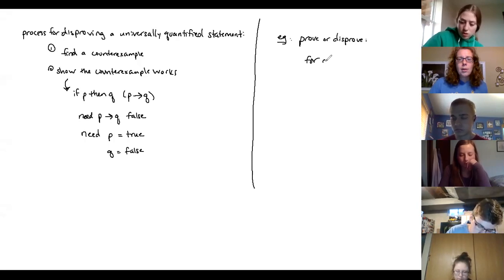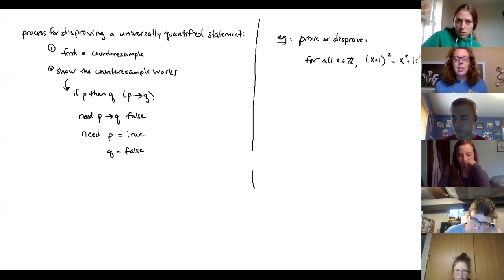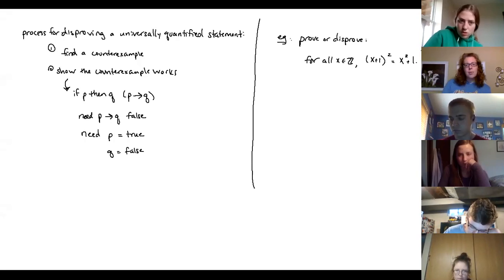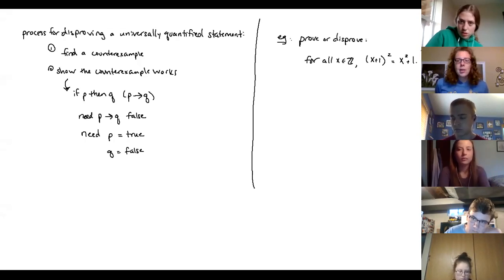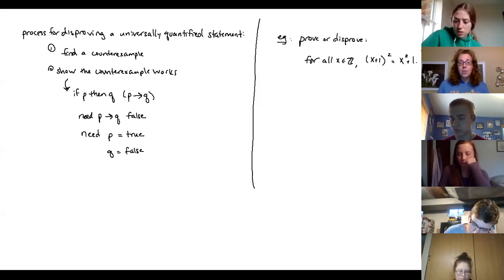For all x living in the integers, x plus 1 quantity squared is equal to x squared plus 1. Stare at that for a second. Decide if you want this to be true or false.